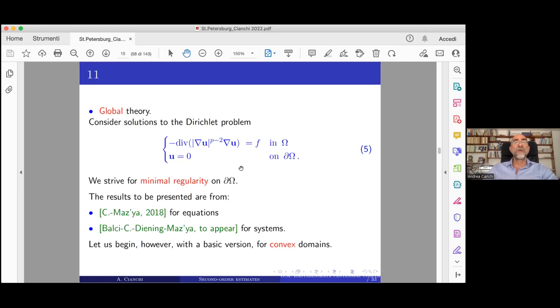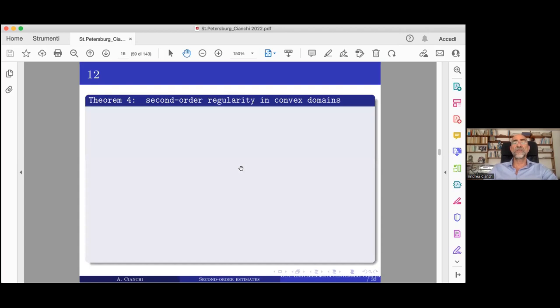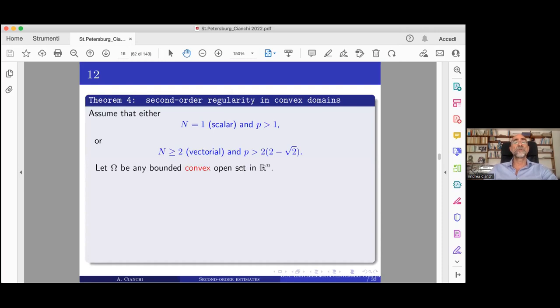So even if we were looking for minimal regularity on the boundary, let me start, and maybe this will always be useful to tell you, with the basic version where the domain is a convex set. Now in the convex set, we have either a scalar problem and any p larger than one, or a vectorial problem and p larger than this threshold.